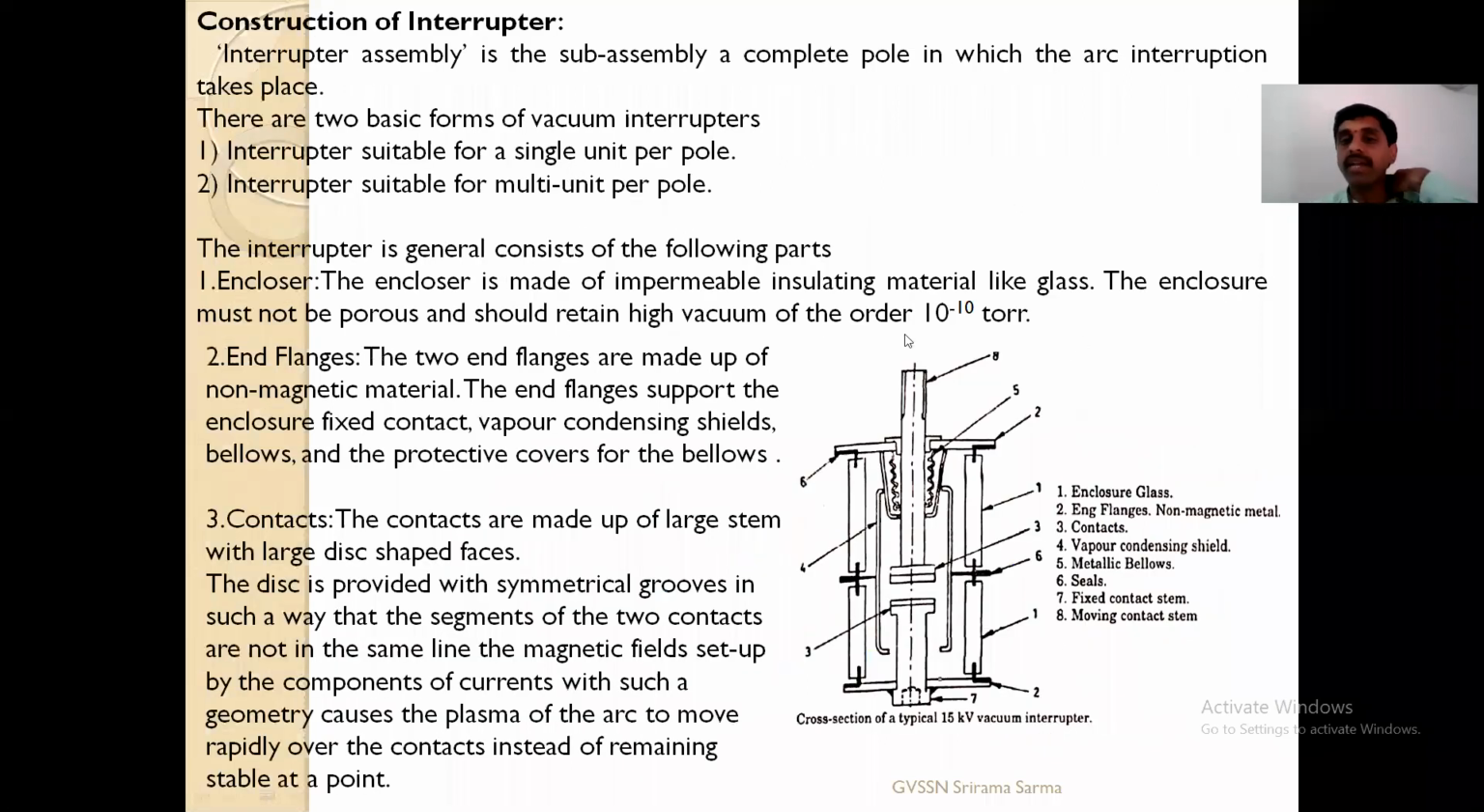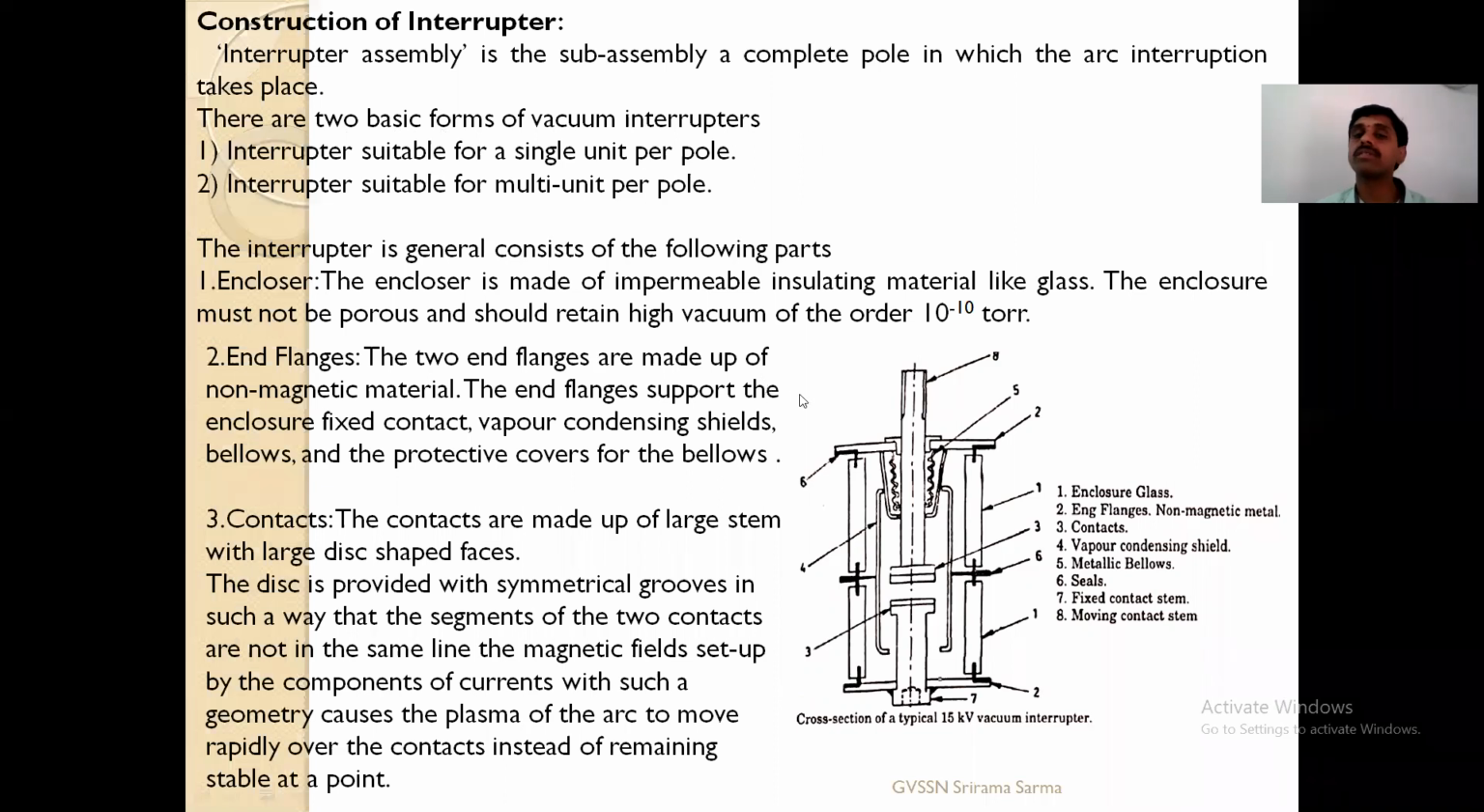So here, another way we can see the construction of this interrupter. I have said enclosure, end flanges, contacts. So these are another way you can give a detailed explanation. So as I said, 10 power minus 8 torr is the vacuum that can be maintained. So this is another way to view these circuit breakers. So these are two basic forms of interrupters suitable for single unit per pole, multi unit per pole.